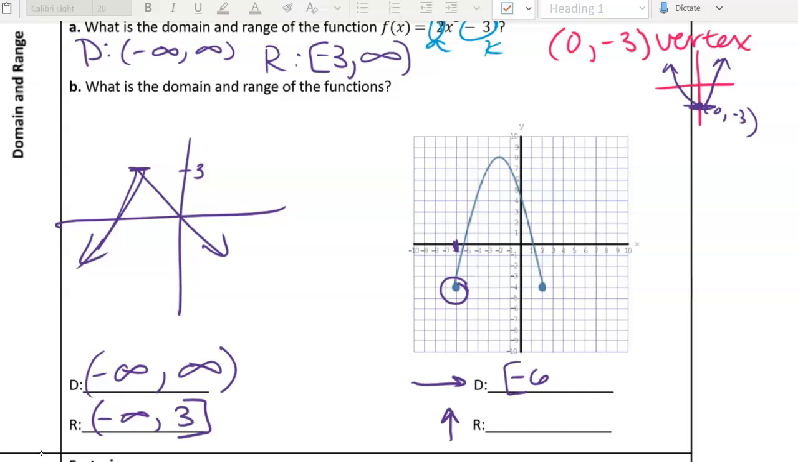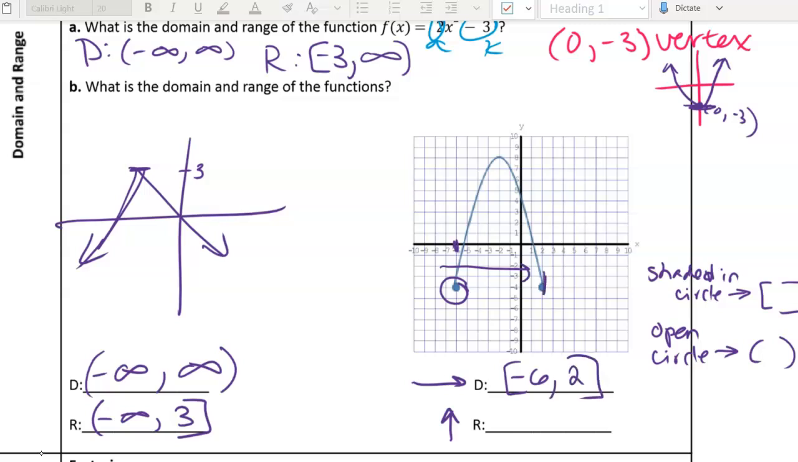So we can even make a note of that here. Shaded or colored in circle means bracket. Open circle means parentheses. So we would go from -6 going all the way to +2 with a bracket again.